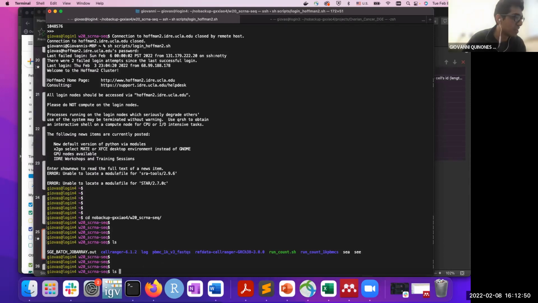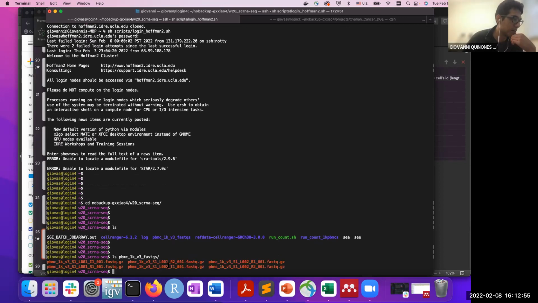Here I downloaded a publicly available data set. We have 6 files because it's 2 technical replicates. Each replicate will have its own R1, I1, and R2. You can tell the replicate label from the L001 and L002. Let's take a quick look at read number 1, for replicate number 1.